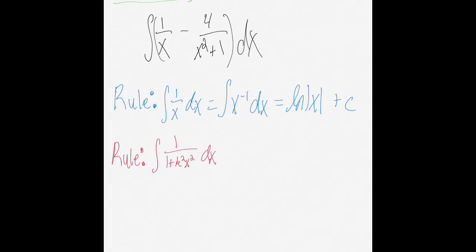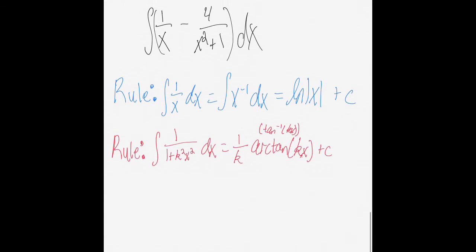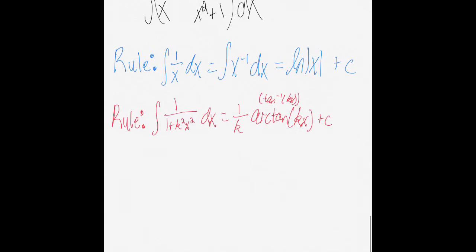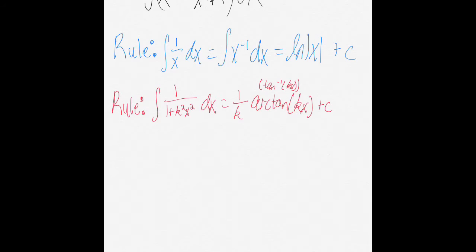The other rule, which will be relevant here: that second integral looks really scary, right? And I'll admit it's certainly a little bit frightening to me even. However, this one is of a very special form as well. The integral of 1 over k squared plus x squared dx equals 1 over k arctan of kx plus c. If you prefer, you can write tan inverse of kx. These two things are the same, arctan and tan inverse.